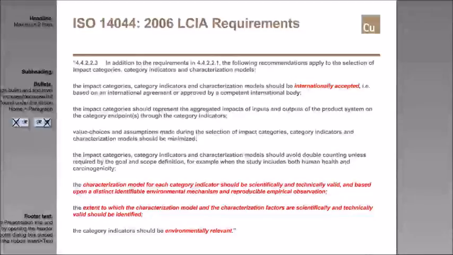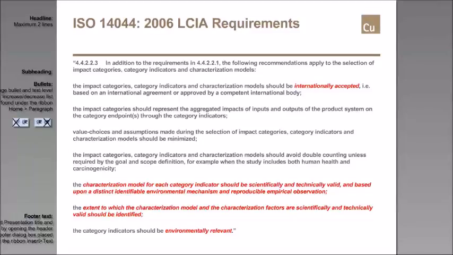In the ISO standards for life cycle assessment, there are some criteria that are laid out for impact assessment. Abiotic depletion potential is an impact assessment category, or what we call an impact category, that's utilized in life cycle impact assessment. And what ISO says essentially is three to four really key points. One is that the characterization model that sits behind the method, so how abiotic depletion potential is calculated, should be internationally accepted. So for example, based on an international agreement or approved by a competent international body.